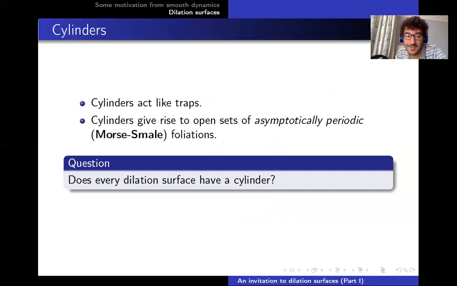Okay, so maybe this is an open question that I would very much like to know the answer to: does every dilation surface have a cylinder? Or in other words, does every dilation surface have a foliation with a periodic orbit? We know the answer up to genus 2, so again, a very nice open question.